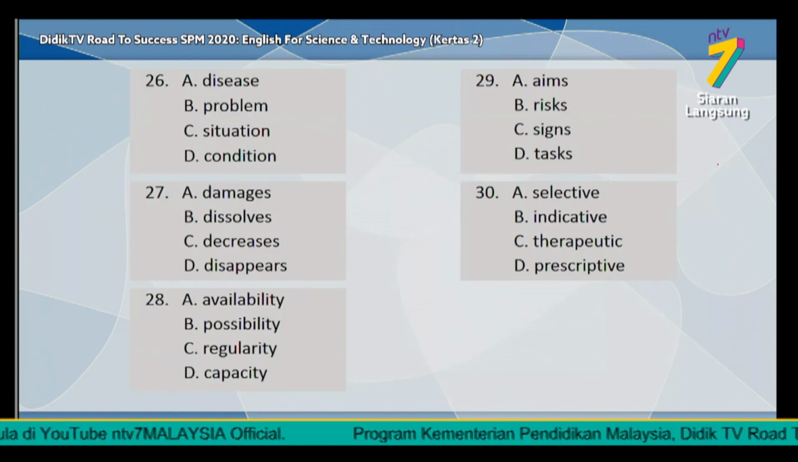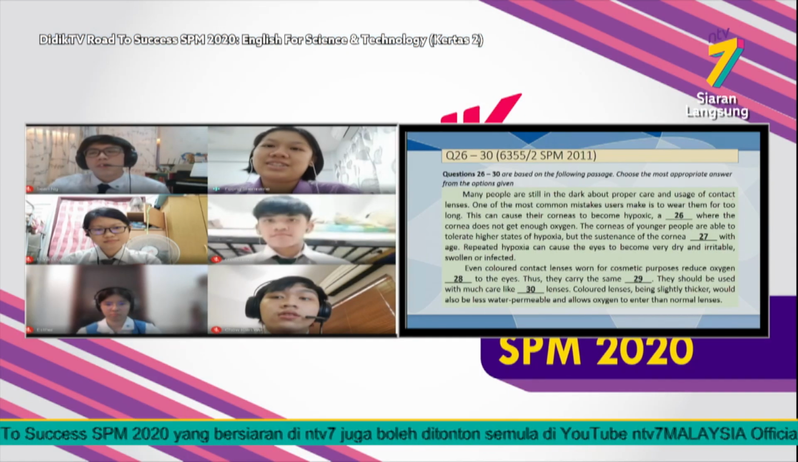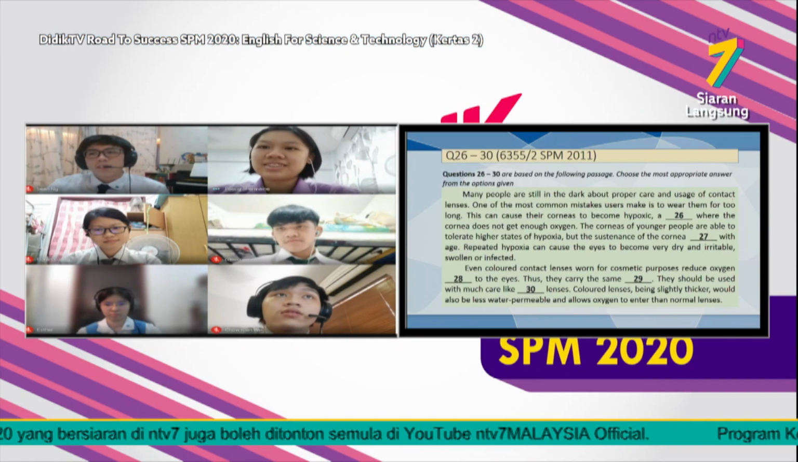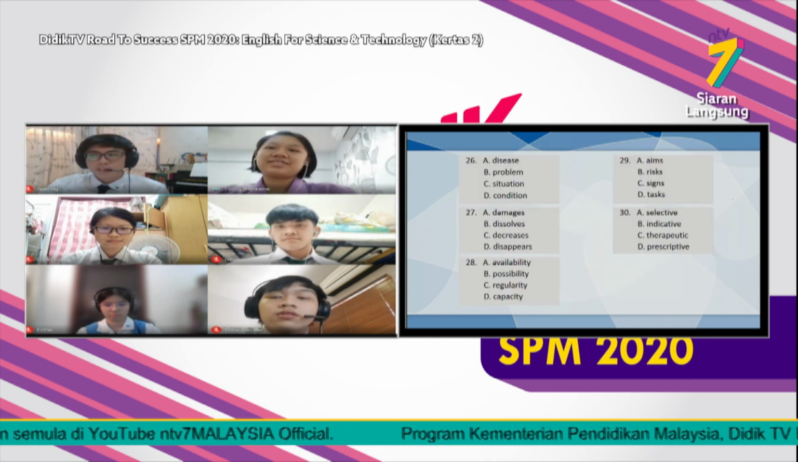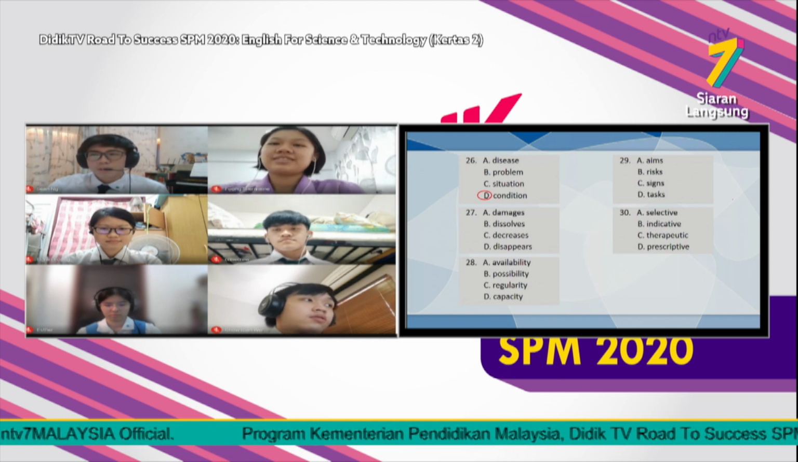Let's look at the options for 26: disease, problem, situation, and condition. Which one do you think is the best? I think this is a condition. A condition where the cornea does not get enough oxygen. Exactly. Very good. Well done.